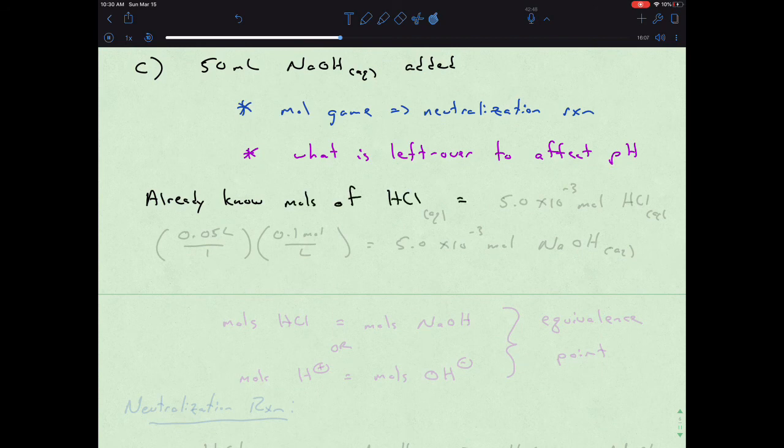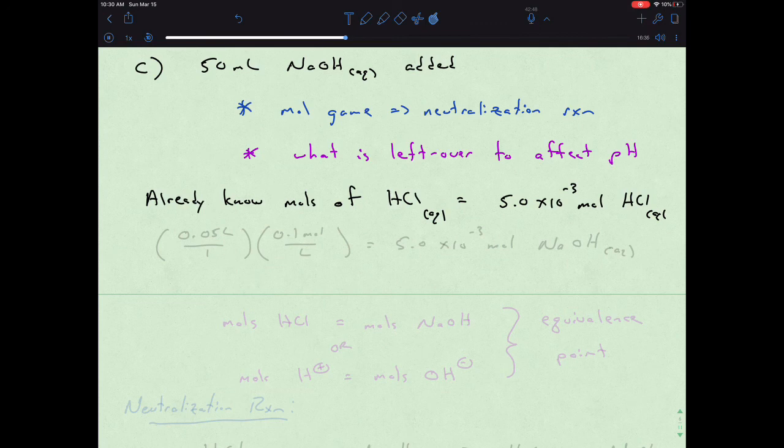Right? Which was equal to 5.0 times 10 to the negative third moles. That's what we're always beginning with, right? So we're not relying on part B. We're really using part C as a new question. And so we start with our initial set of conditions, which would be the HCl and this mole value of 5.0 times 10 to the negative third.